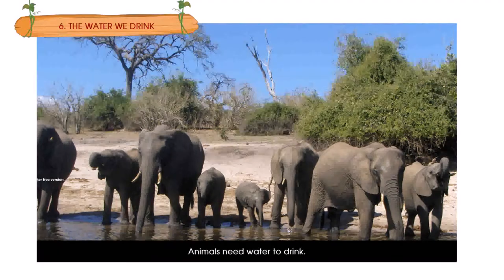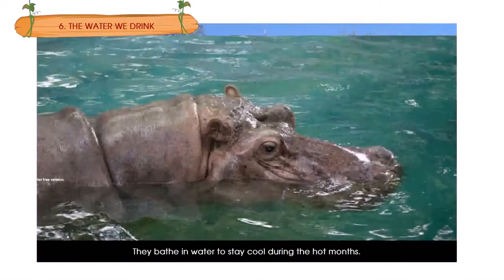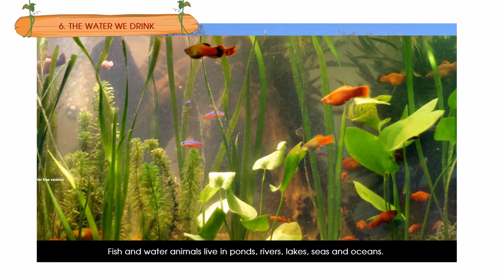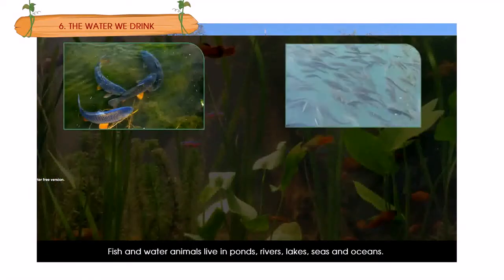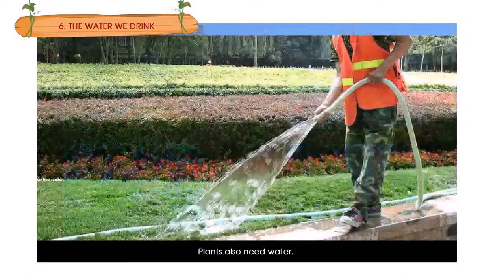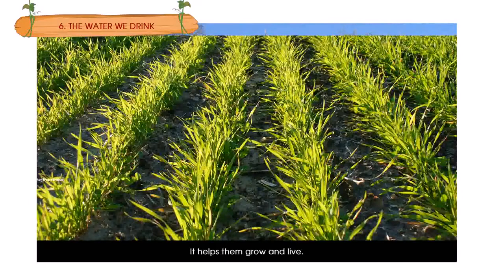Animals need water to drink. They bathe in water to stay cool during the hot months. Fish and water animals live in ponds, rivers, lakes, seas, and oceans. Plants also need water. It helps them grow and live.